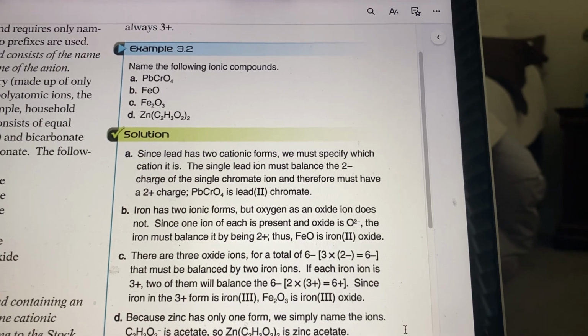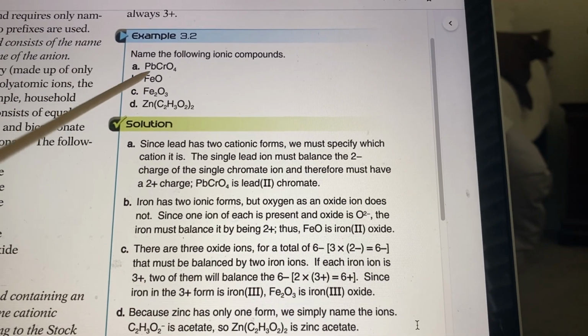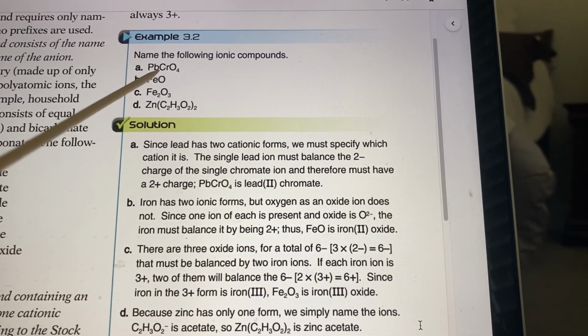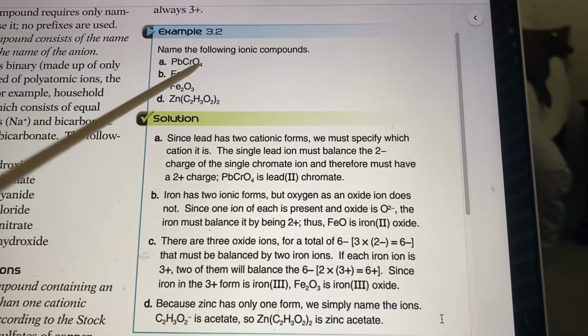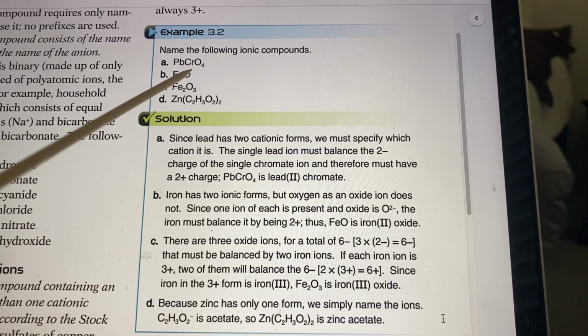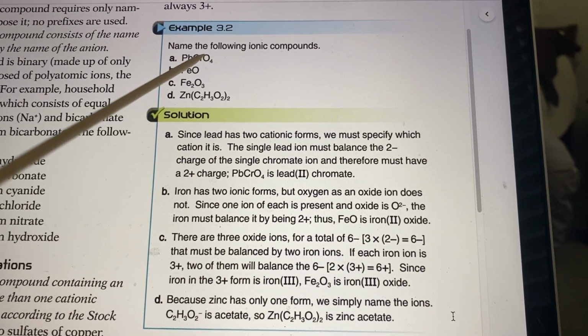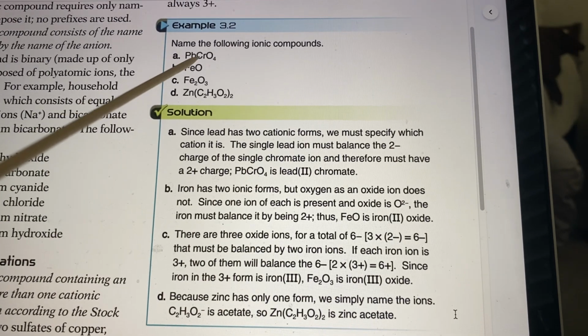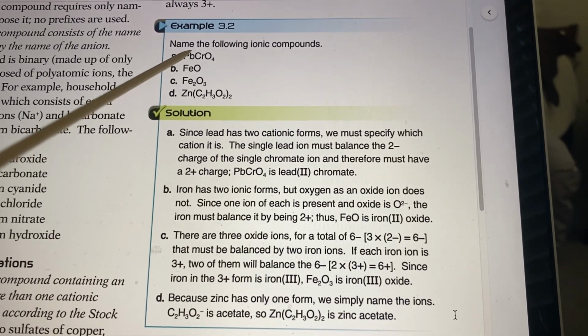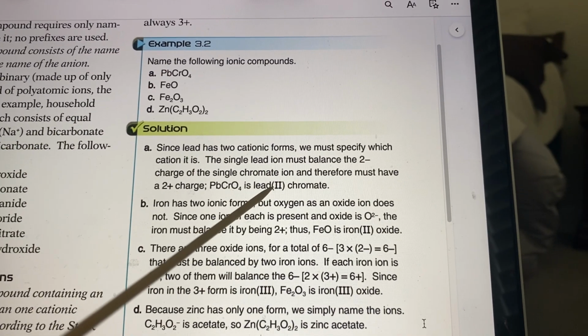So here we go. If we look it up, we find out what this CrO4 has, and we find out that CrO4 has a negative 2, which means the lead has to have a positive 2, so lead has to be 2.